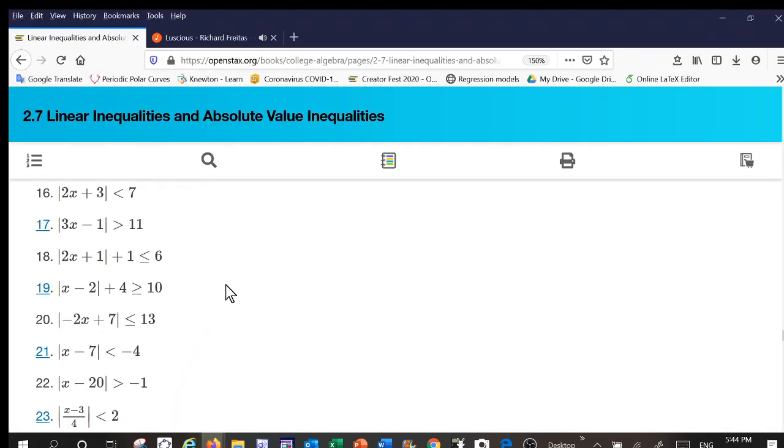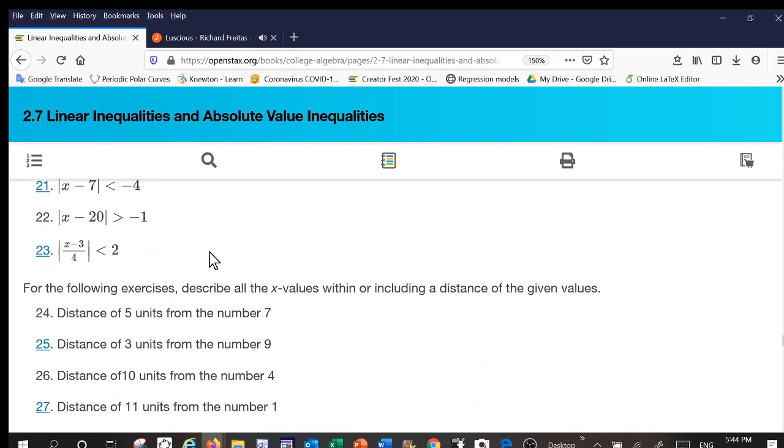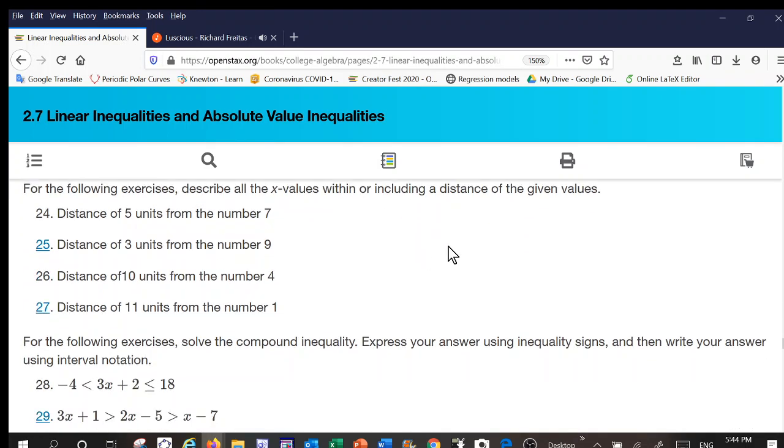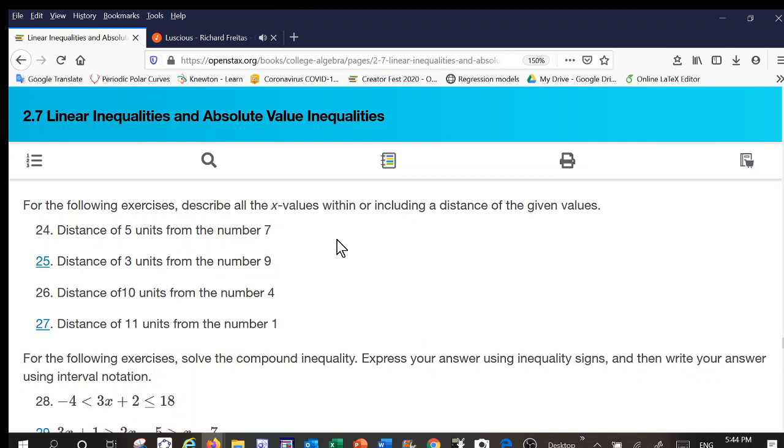Let's go back here. Now, this one is very similar. You just have to multiply by 4 after you set it up, right? But I want to do a few of these. So what about these? It says, for the following, describe all x values within or including a distance of the given value. So how do we represent a distance of 5 units from the number 7? Well, a distance of 5 units from the number 7 would be the absolute value of 7 minus 5 or 5 minus 7.